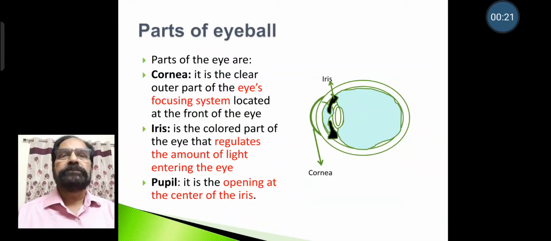Parts of eye are cornea. Cornea is a clear outer part of eye's focusing system located at the front of eye. Iris. Iris is the colored part of the eye that regulates the amount of light entering the eye. Pupil. It is the opening of the iris at its center. So you can see the cornea, iris in this, and also pupil.